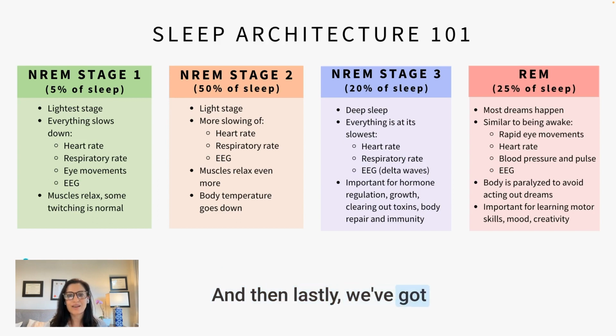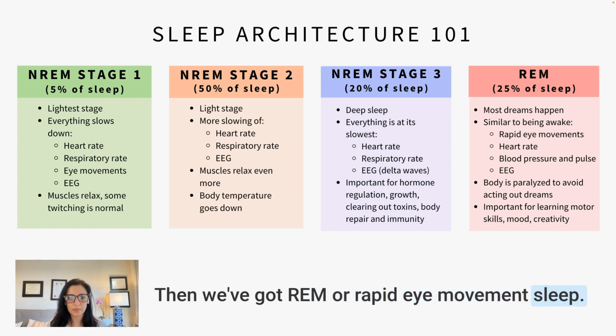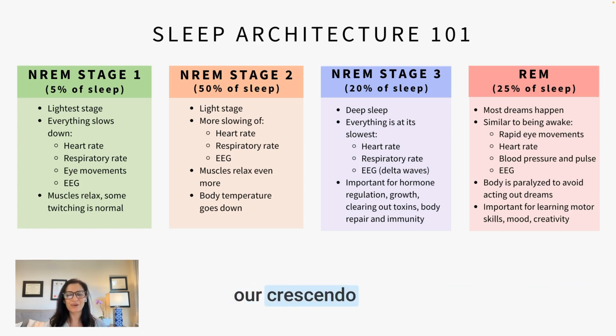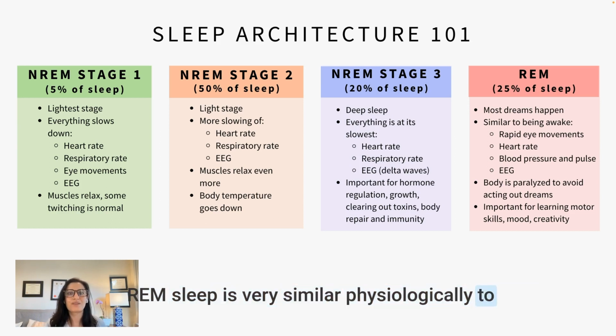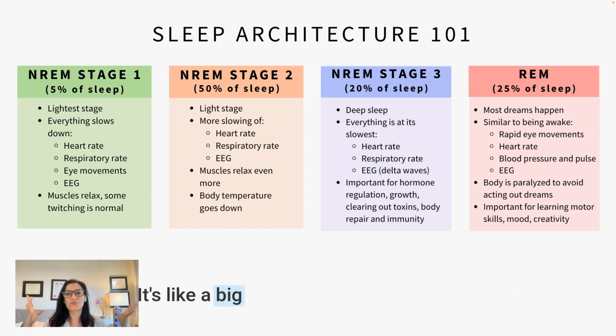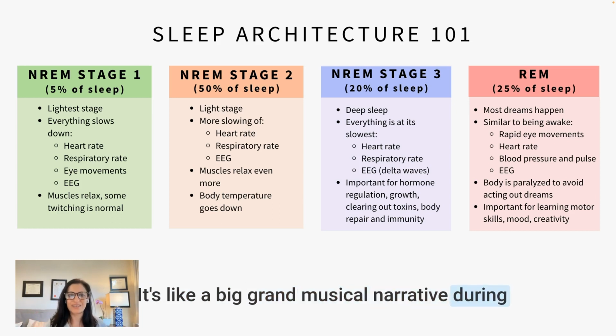And then lastly, we've got REM sleep. So those first 3 stages are non-REM, then we've got REM, or rapid eye movement sleep. We can think of REM sleep as our crescendo in the symphony. This is where the intensity starts to build up. We get vivid dreams during REM sleep. REM sleep is very similar physiologically to being awake. It's like a big, grand musical narrative during this stage.